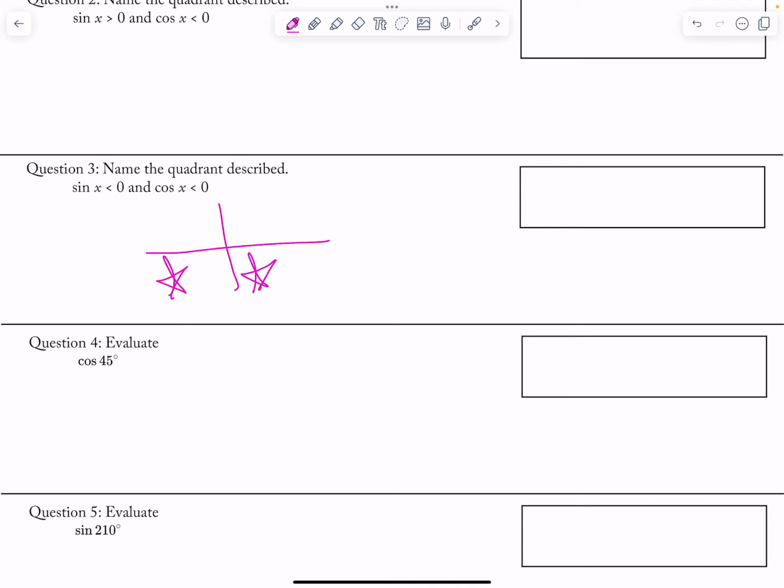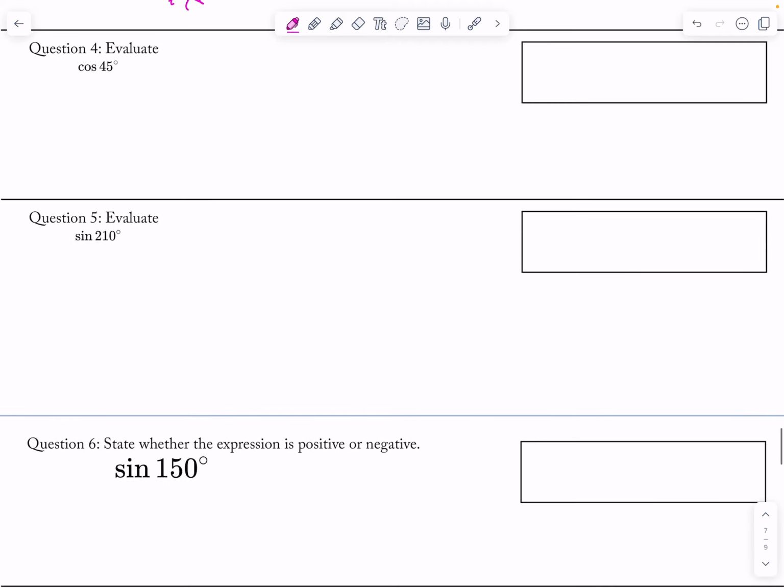Quadrant 3 and quadrant 4 for cosine being less than 0. Quadrant 1 and quadrant 3 for cosine being less than 0. So this is quadrant 3. 210 degrees is in quadrant 3 and sine is negative.